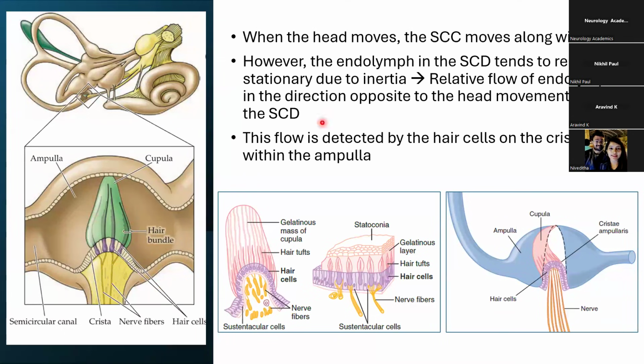So how does it happen? Just think about if I turn my head to the left side, the bony part also moves to the left side. But initially, due to inertia, the fluid inside it will remain static. So relative to the movement of the head to the left side, the movement of the fluid will be to the opposite side. That is the important concept here. And this movement is detected by all these hair cells and the cupula.